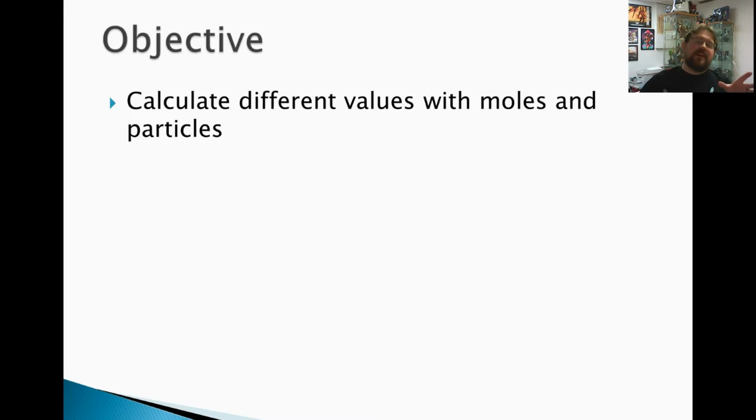Our objective for today is we're going to calculate different values with moles and particles. So yesterday, we talked about how a mole is similar to the idea of a dozen or a pair. It is a word to represent a specific amount. We know a dozen is 12. We know a pair is 2. A mole is 602 hextillion, or 6.02 times 10 to the 23rd. And in chemistry, we specifically use it to talk about the number of particles in something. Particles being atoms, molecules, or formula units.